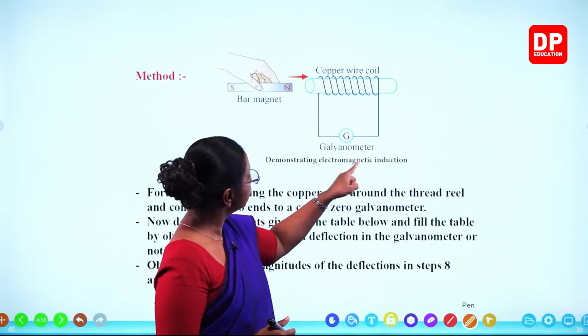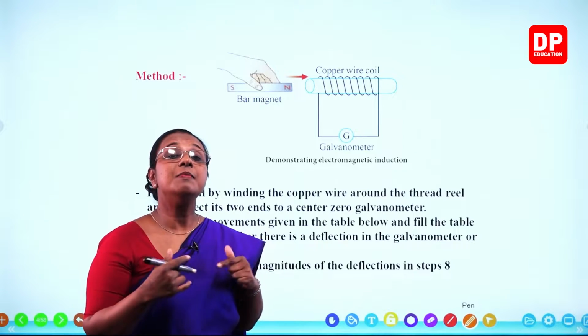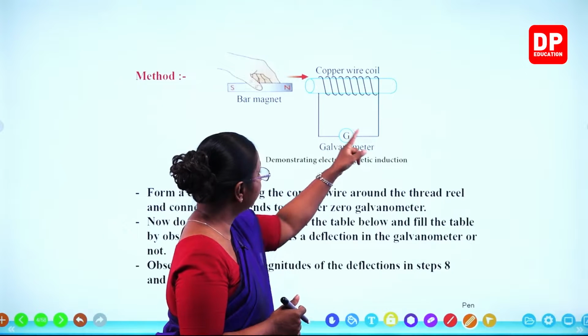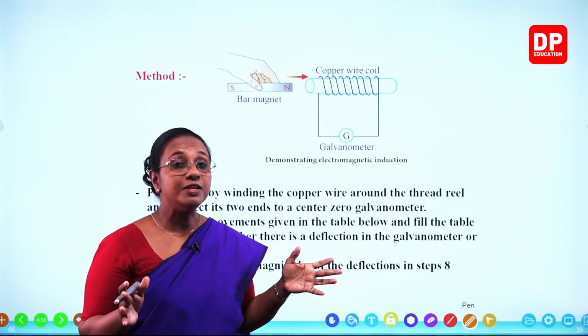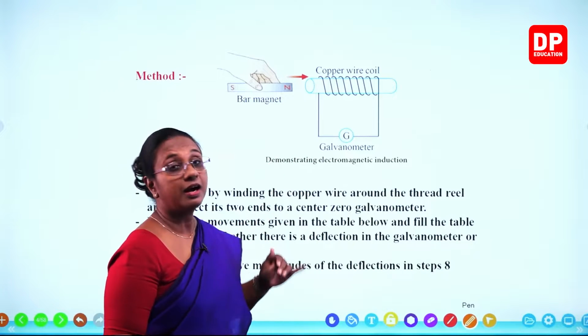Around that, we wind the copper wire into a coil, like shown in this diagram. Normally we start the winding from the middle of the wire and the middle of the reel, and the two free ends are connected to the galvanometer. You know why we use the galvanometer? To detect the current flow.